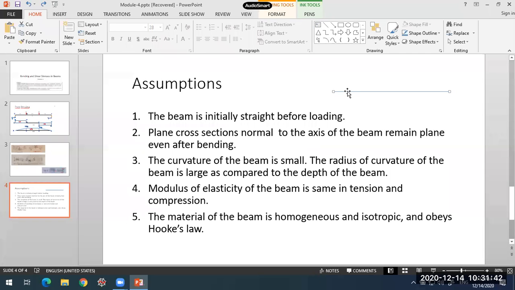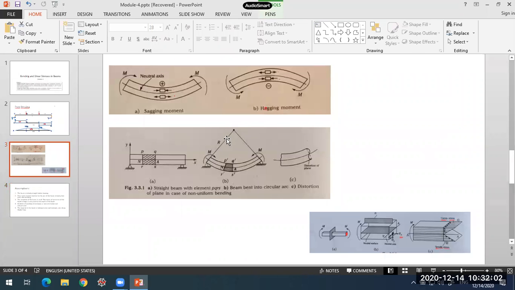Now the curvature of the beam is small and radius of curvature of the beam is large as compared to the depth of the beam. You measure the curvature by this r, by its radius. So this curvature of the beam is very small. You will not even notice the bending of actual beams. If you look at any beam in practice, you will not notice the curvature, you cannot see it. So this curvature of the beam is small, whereas this radius of curvature is very large as compared to the depth of the beam.